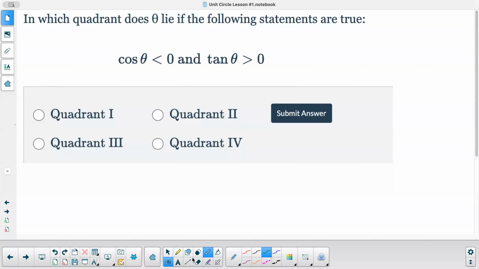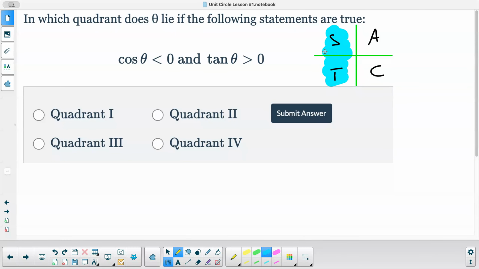So maybe this time I'll do the all students take calculus way. So you got all students take calculus. I'm going to highlight and then we'll take the overlap part. So cosine negative. Cosine's positive here, all and cosine are positive. So this is my cosine negative. And then tangent positive. Tangent's positive in these two, so here and here. So this is my overlapped region right here. So that's quadrant 3.